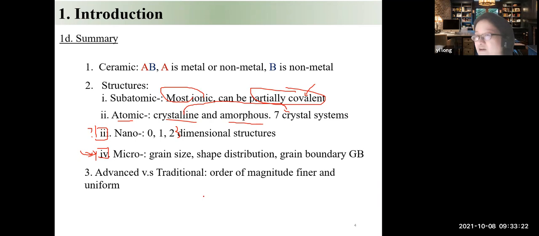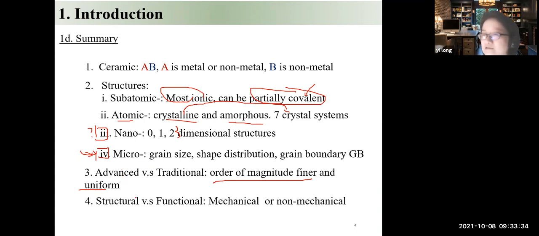Advanced and traditional. So what are the advanced and what are the traditional? Basically, the advanced ones are finer and more uniform, so the structure is much better controlled. And what is structural versus functional? Structural is anything that deals with mechanical properties, and the rest is functional.